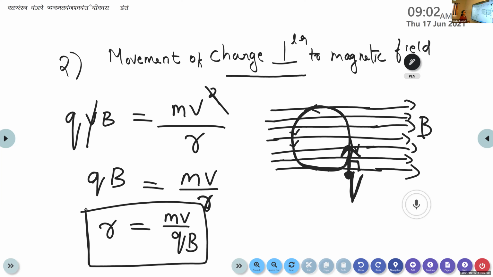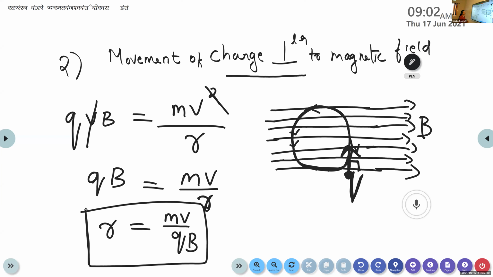So if a charged particle enters perpendicular to a magnetic field, it suffers two forces. One is the force due to the magnetic field, and due to this force, our charged particle undergoes a deflection. Due to this deflection, it follows a circular path. Since it moves in a circular path, it suffers a centripetal force, given by mv square by r. And these two forces should be balanced, then only the movement is possible.